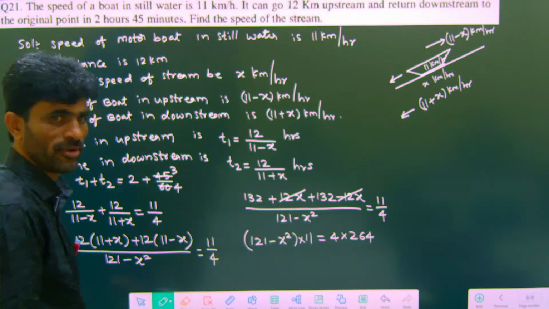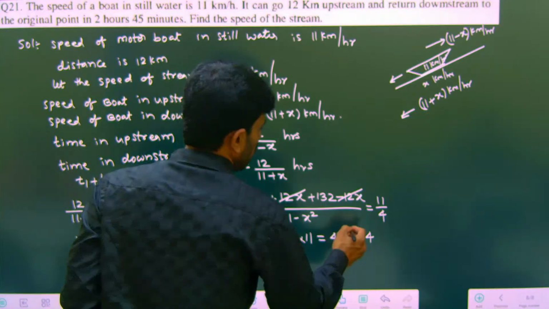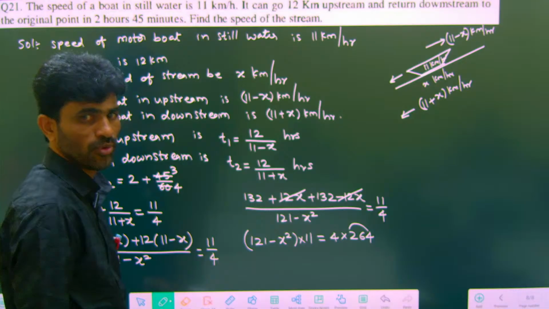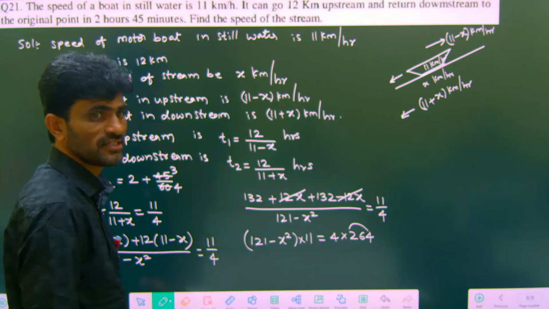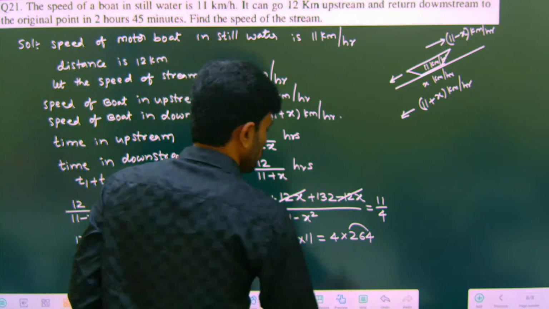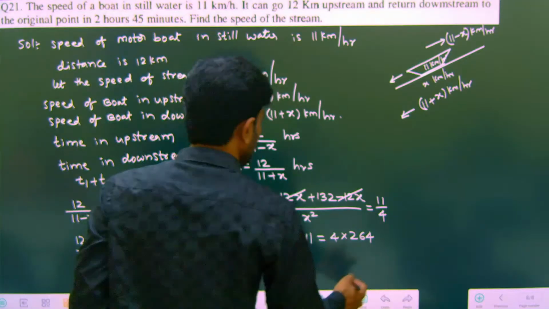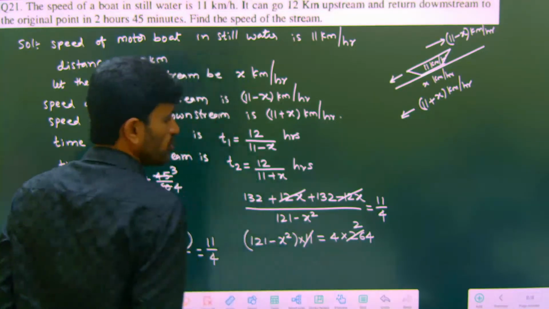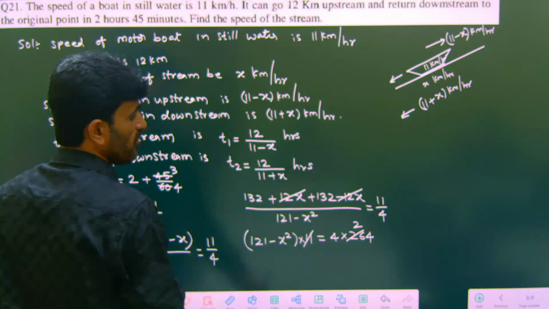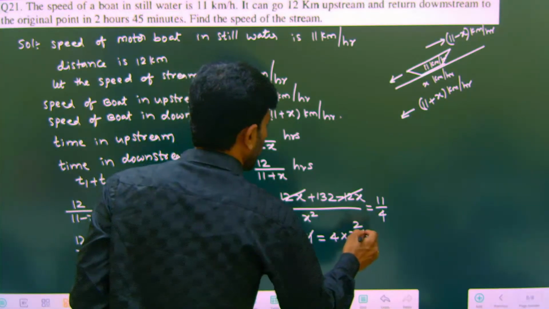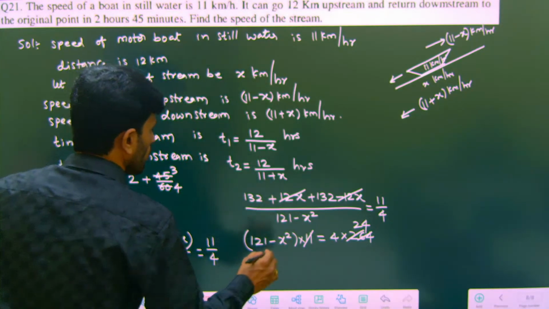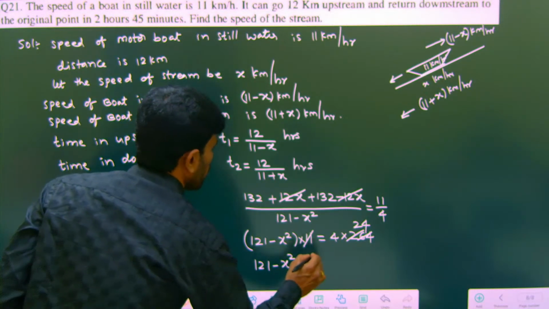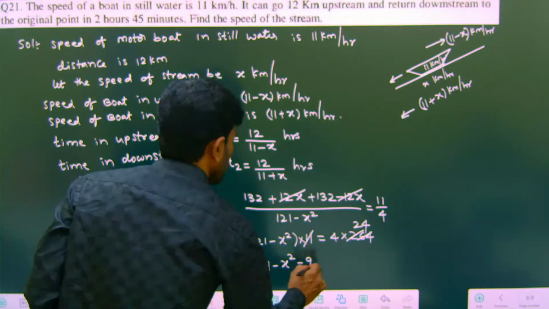264 is exactly divisible by 11. How do I know? Alternatively, if the sum of alternate digits is equal, that is divisible by 11. It is divisible by 11. You can transpose 11 to that side or directly cancel from 11. 11 twos are 22, 11 fours are 44, so 264 divided by 11 is 24. So we got 121 minus x square is equal to 4 into 24.